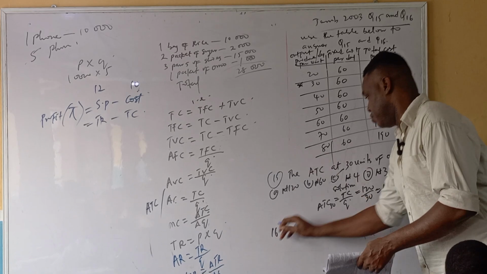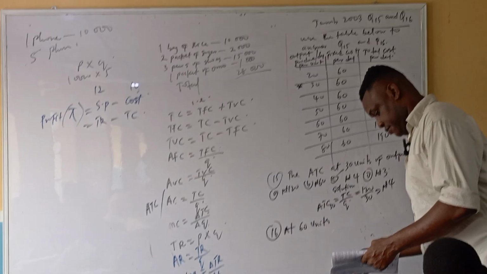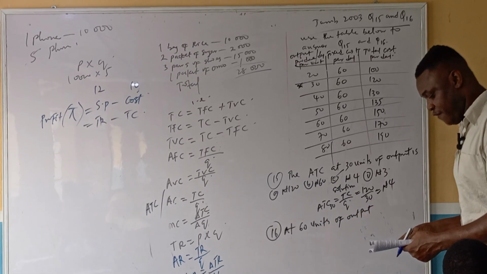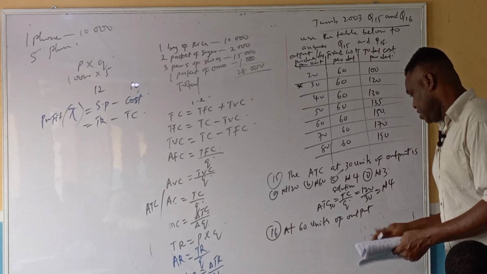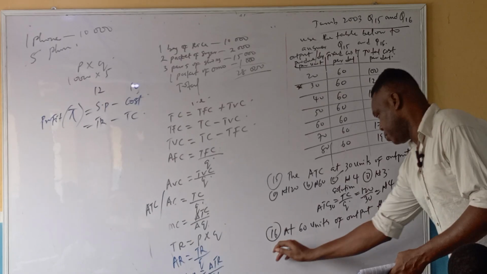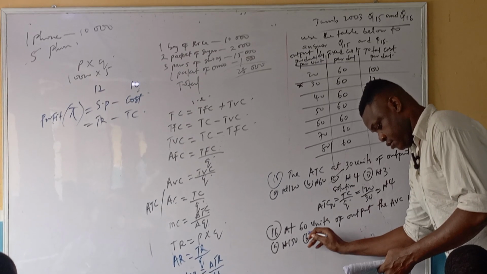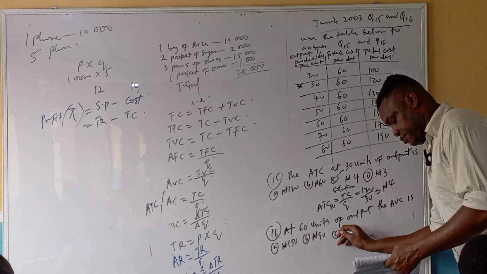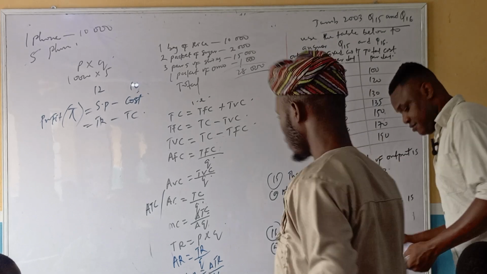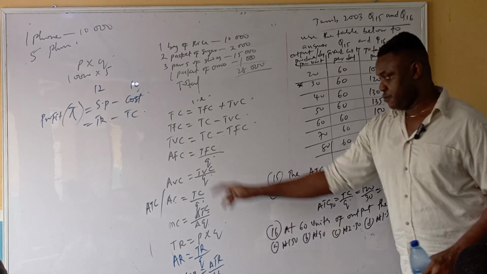Question 16 is related to this table. At 60 units of output, the average variable cost, the AVC, is: A, 150; B, 90 naira; C, 2.50; D, 1.50. What is the formula for AVC?